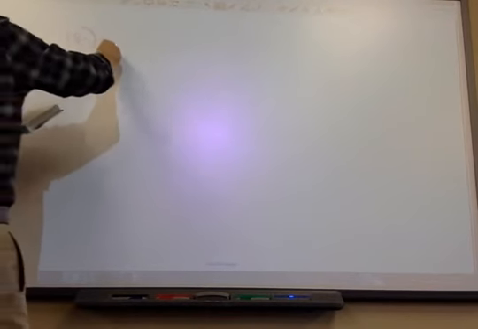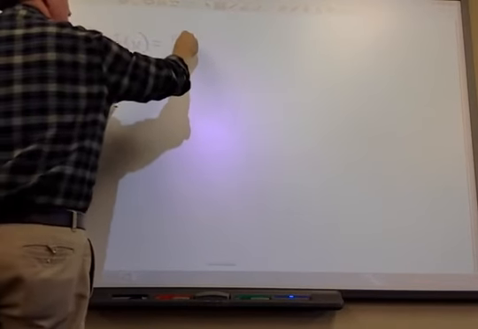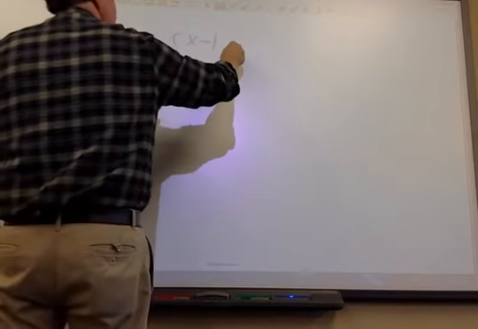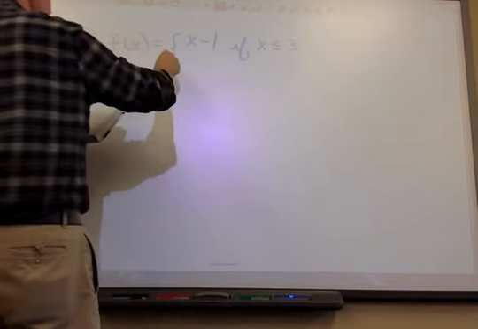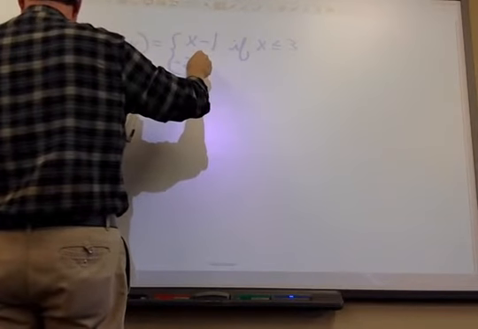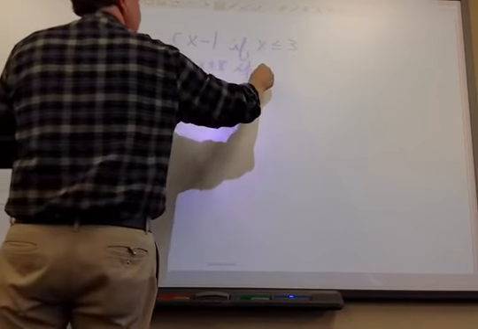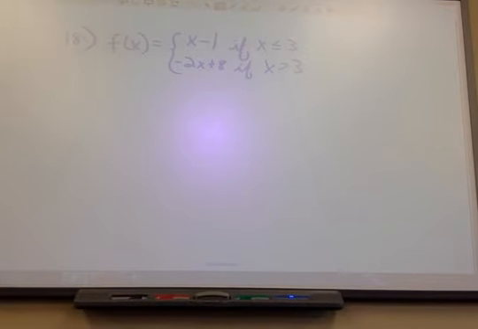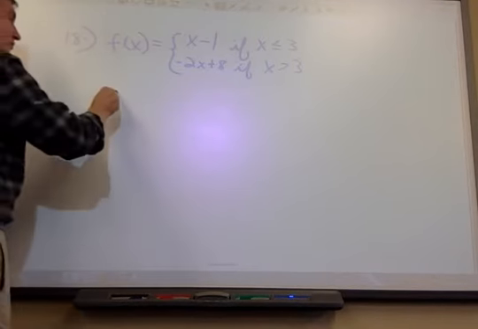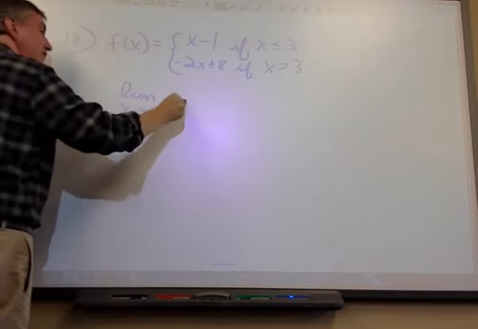Eighteen gives me f of x equals x minus 1 if x is less than or equal to 3, and -2x plus 8 if x is greater than 3. All right? This is what the question is. What's the limit as x approaches 3 of f of x?